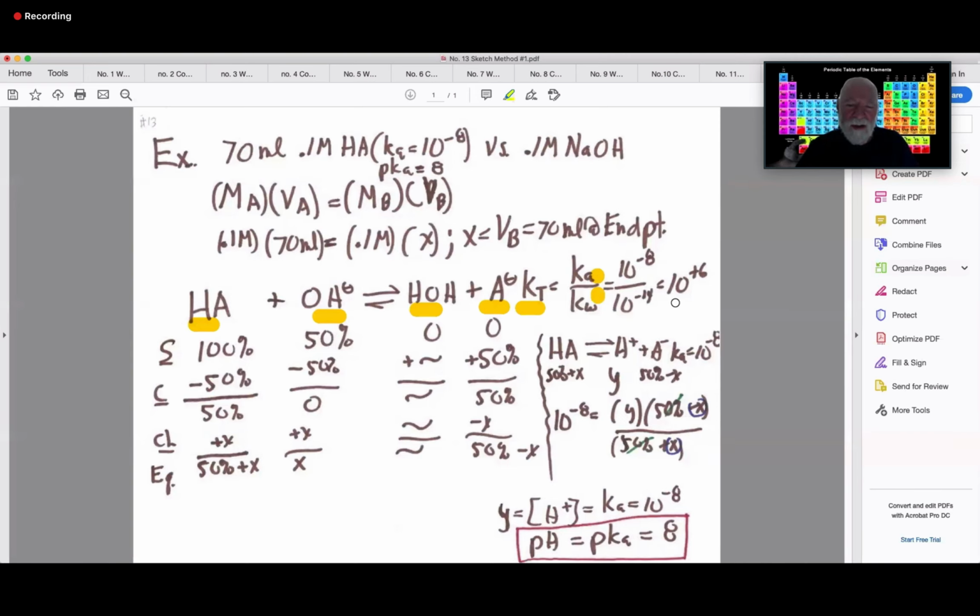10 to the +6. Good, double check. Titration equations will always be positive. Now, with the sketch method, we don't have to work with molarities. You'll be happy to hear that. We can work with percentages.